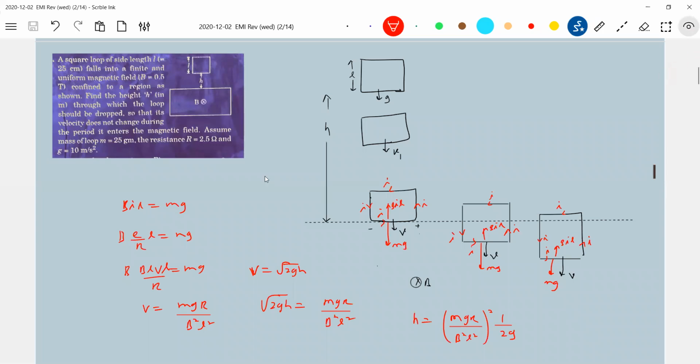And now a few things: it is moving with a constant velocity, so there will be heat generated. Agreed? From where will this heat generated come? Anybody wants to answer? The loop will move vertically down only. Once it starts entering, the velocity is constant. Due to the flow of current, heat will be generated. From where should this heat generated come?